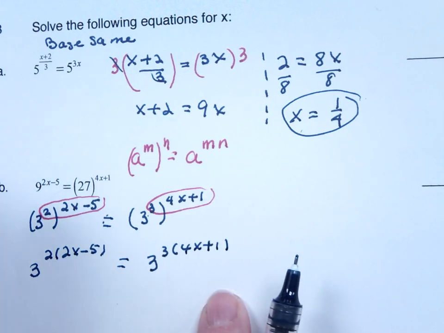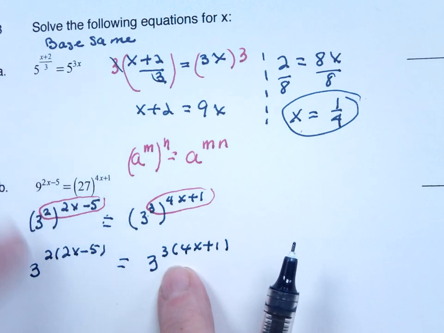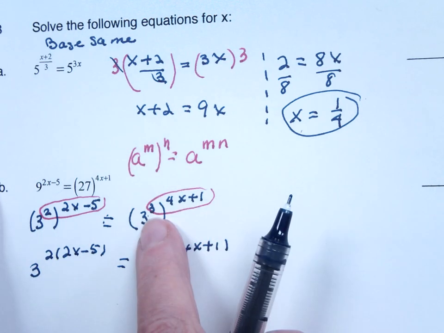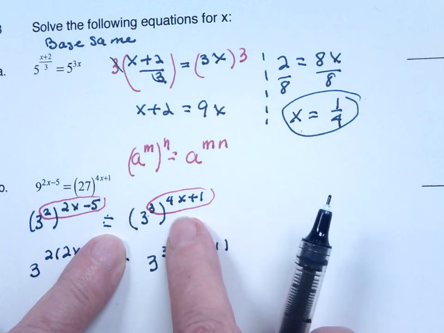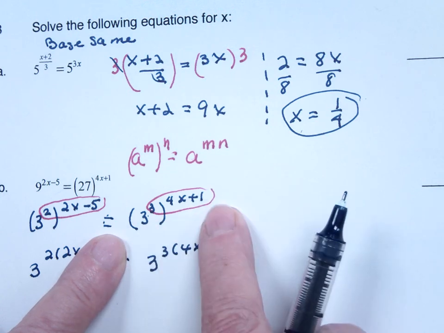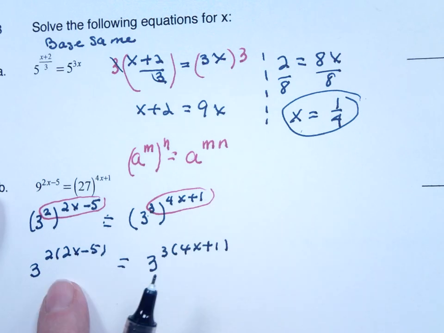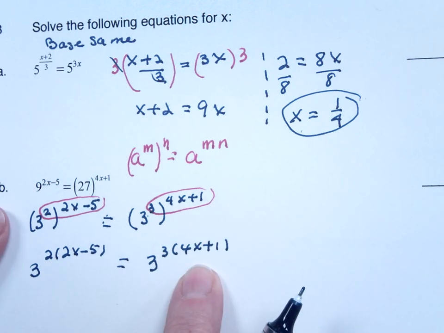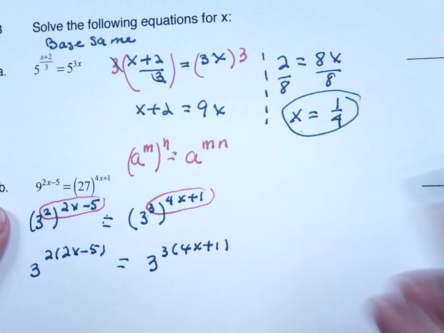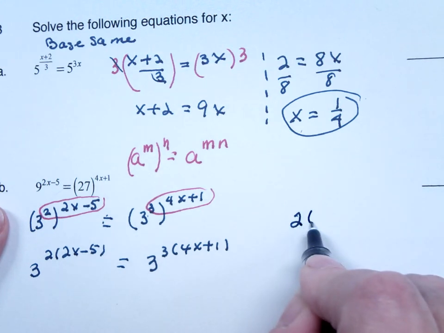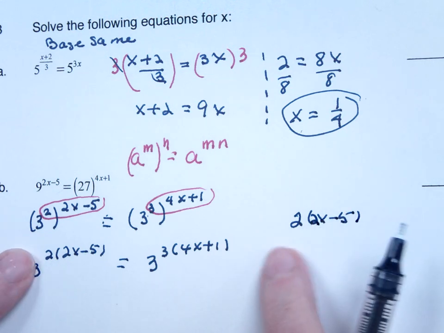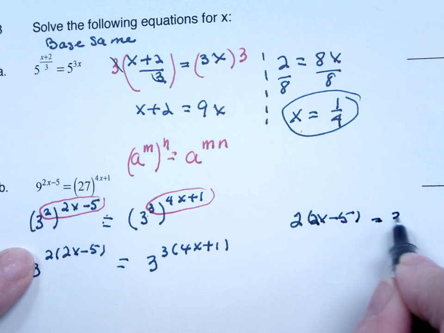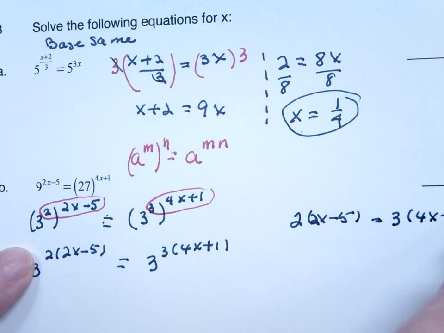Now I would actually do this step. I wouldn't try, knowing that you can multiply these two. The error that I see most often is that you would say, oh, well, this is 3 times 4x plus 1, and then you come out writing 12x plus 1 instead of multiplying the 3 times the 1 also. So this way, there's no doubt. The bases are the same, so the exponents have to be equal. So 2 times 2x minus 5 is equal to 3 times 4x plus 1.